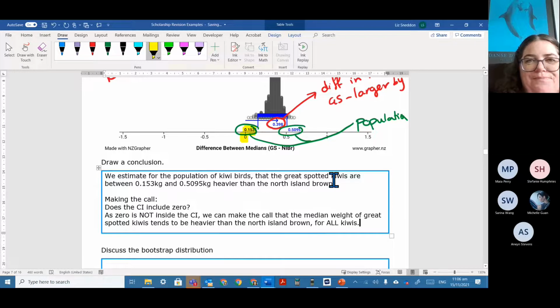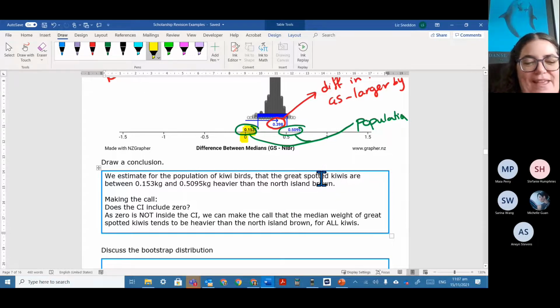Okay, so features, shape, centre, spread, conclusion, interpret the confidence interval itself, and then can we make the call depending on whether 0 is inside that interval. All right, are we happy with all that? Yes.